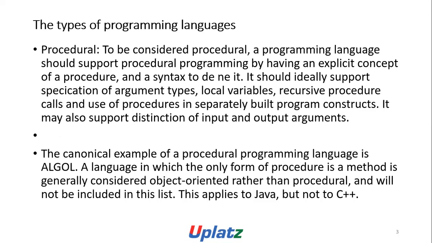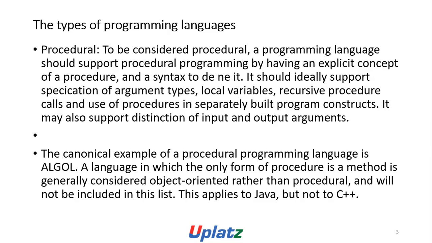Types of programming languages: procedural. To be considered procedural, a programming language should support procedural programming by having an explicit concept of procedure and a syntax to define it. It should ideally support specification of argument types, local variables, recursive procedures, and calls on use of procedures in separately built program constructs. It may also support distinction of input and output arguments.